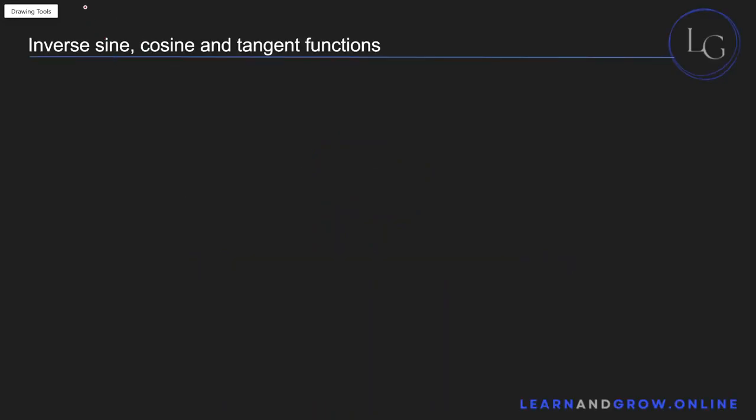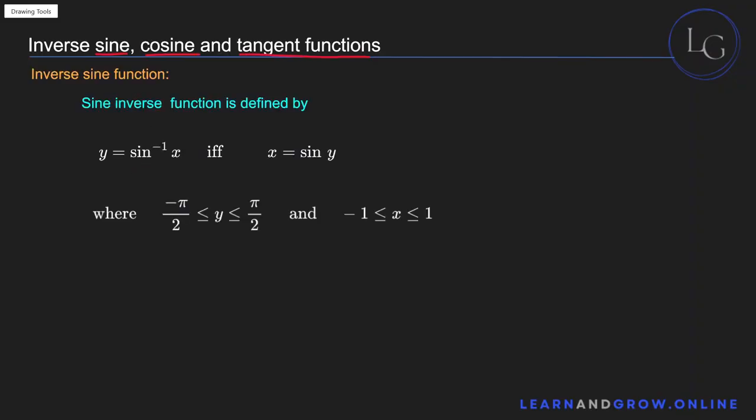Now let's see what inverse sine, cosine, and tangent functions are. Basically, I think you've seen this before. The sine inverse function is defined like this. If y is equal to sine inverse of x, then x is equal to sine of y, right?